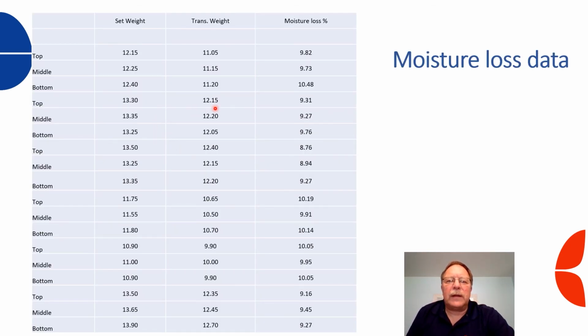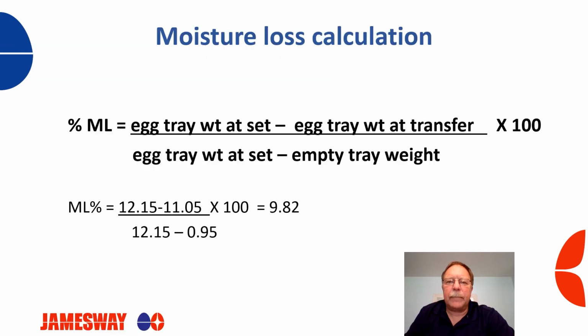Here's some data, and what we'll do is we'll take this top data. So the set weight was 12.15. The transfer weight was 11.05. So again, we've got our moisture loss equals the egg tray weight at set, which is the 12.15 that we saw on the previous slide, minus the egg tray weight at transfer, which we saw on the previous slide was 11.05. Then we take the egg tray weight at set, which is 12.15, minus the empty tray weight. The empty tray weight was 0.095. We multiply that by 100 and we end up getting 9.82, which is what we had on the previous page.